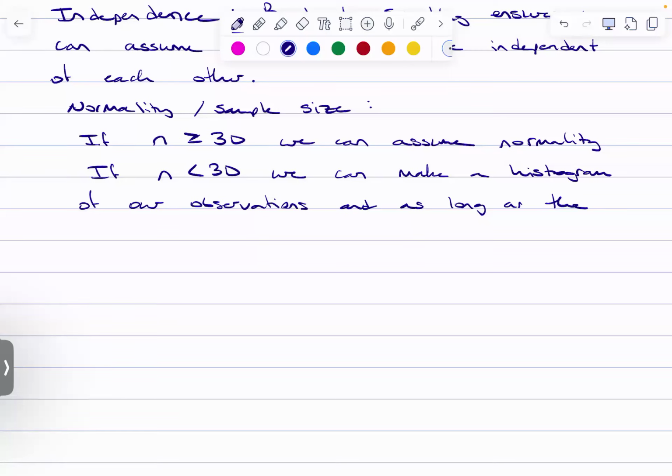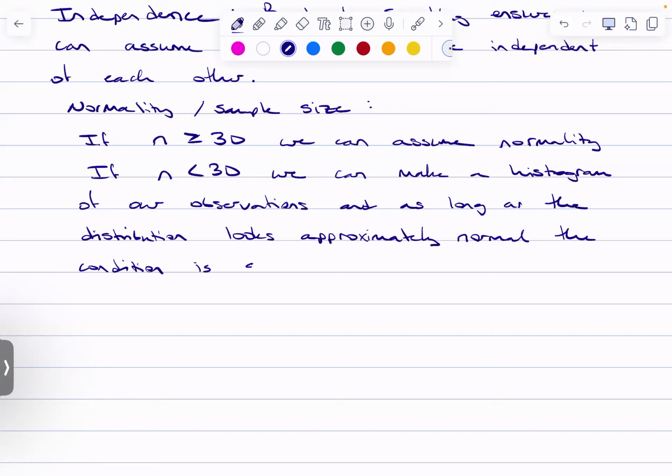And so we can make a histogram of our observations, and as long as the distribution looks approximately normal, the condition is satisfied. So that's nice.